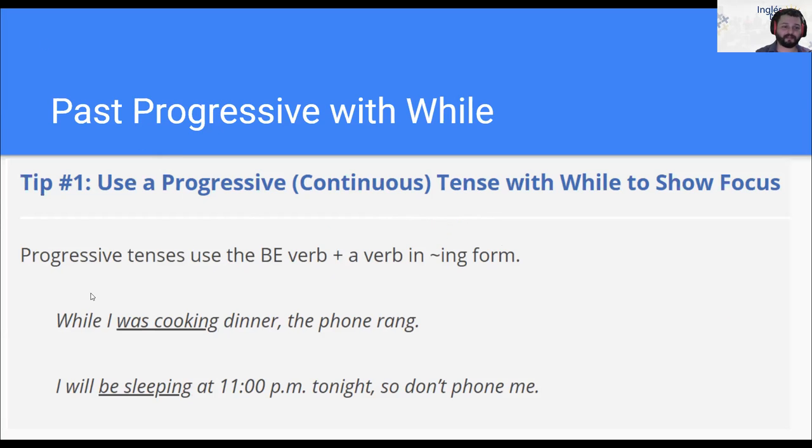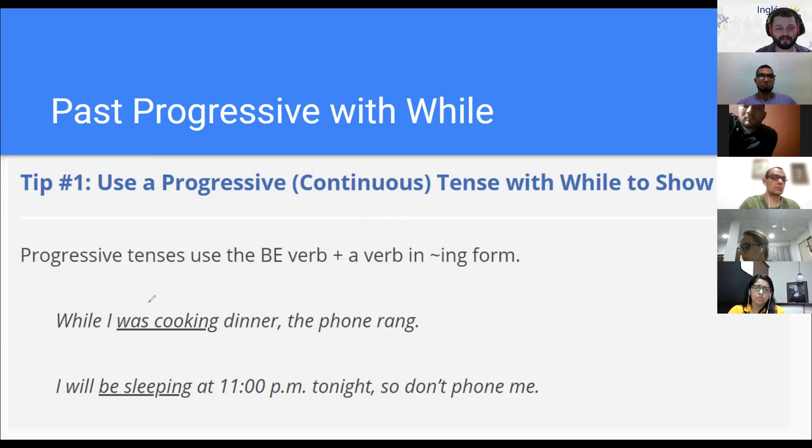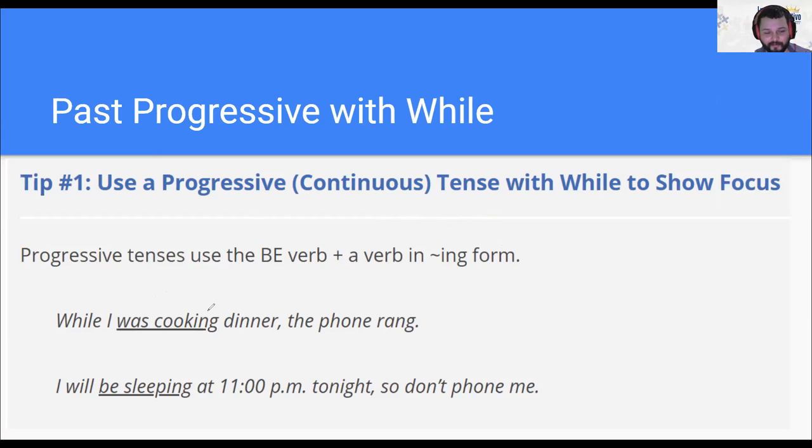In the first example, Patty, could you please help me read it and identify the verb be? While I was cooking dinner, the phone rang. Very good, the verb be is was. And the ing form of the verb is right here. Now, is this an interrupted action or two actions at the same time?